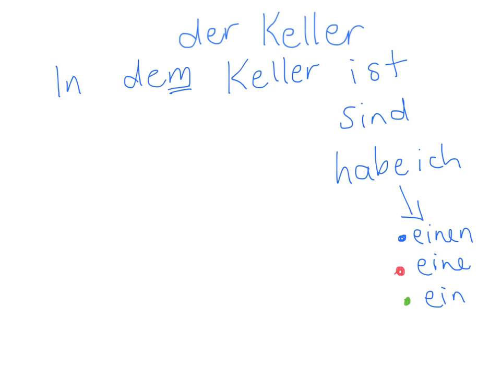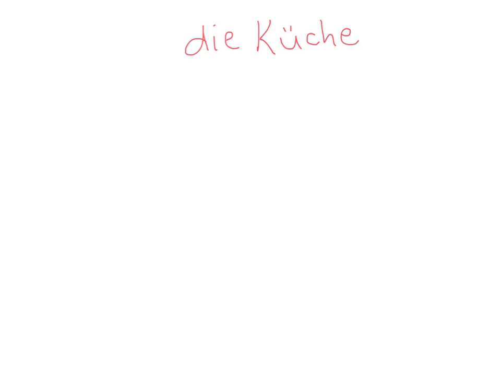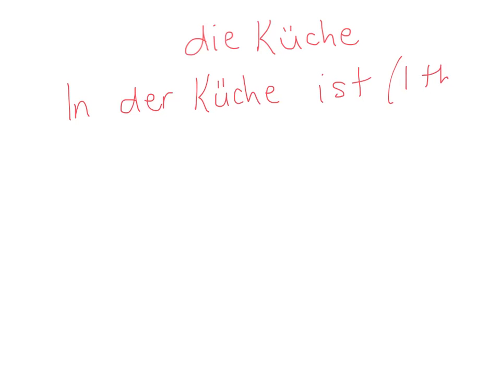Let's have a look at how to talk about what's in a room that is a die word. So one of the die words that most of you will be talking about is die Küche, in the kitchen. So we start with in again, just like in English. Remember back on that first slide I said die words go to der. So you've got in der Küche. And then follow the same thing as what we just said with the cellar. You can say ist if you've only got one thing. If you've got multiple things, you can say sind.